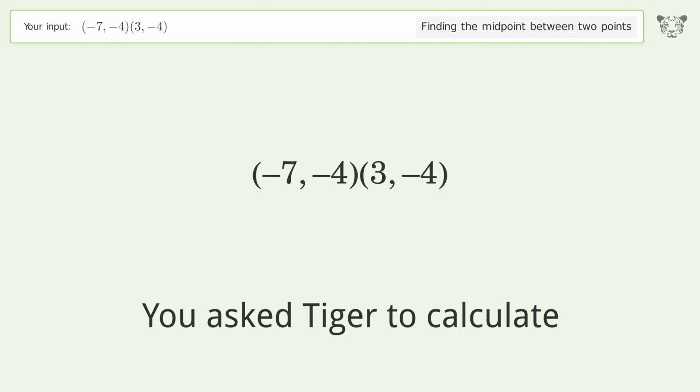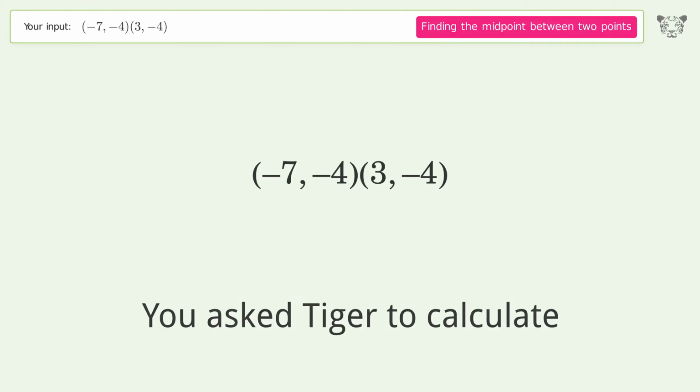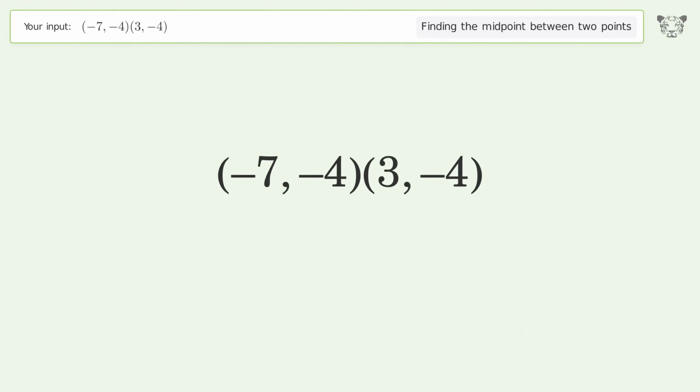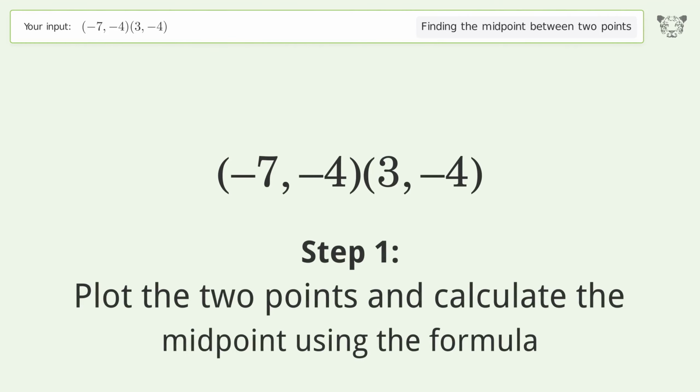You ask Tiger to calculate. This deals with finding the midpoint between 2 points. The midpoint between the 2 points is -2, -4. Let's solve it step by step. Plot the 2 points and calculate the midpoint using the formula.